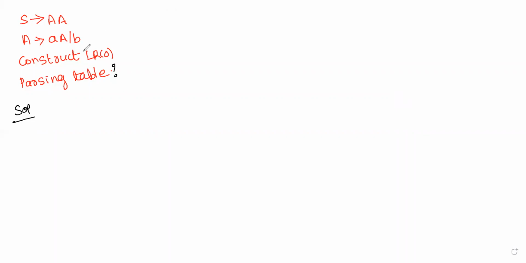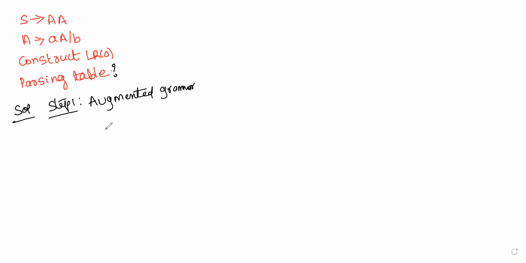Today we are going to discuss the construction of the LR(0) parsing table. Very important question this one. Now, in the first step, step 1, we need to add the augmented grammar. So this is called augmented grammar. First we need to add the augmented grammar for the given production.